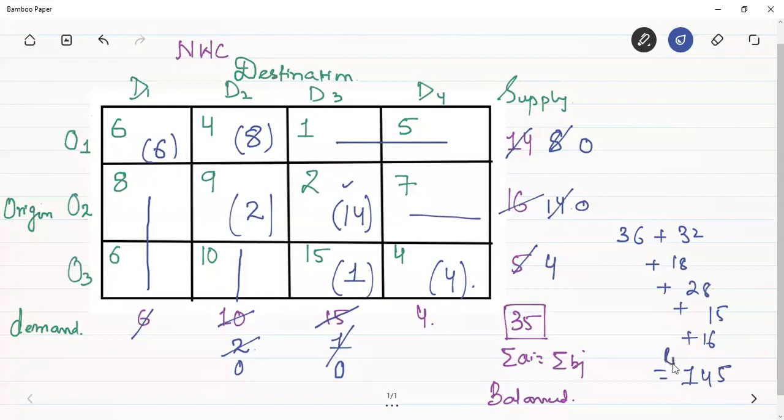Rupees 145. Okay. Is this clear? Was there any mistake anywhere?